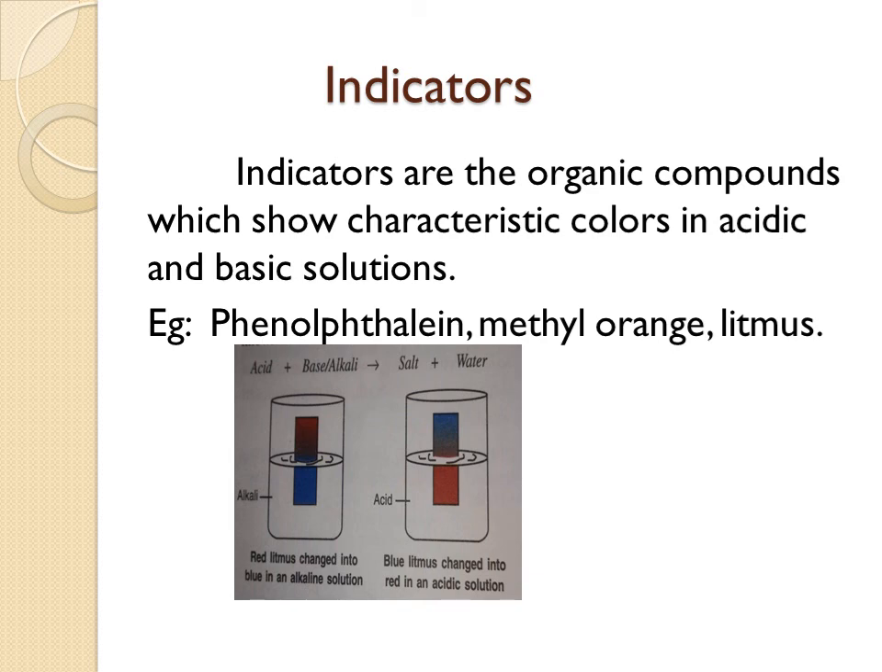Red litmus changes into blue in an alkaline solution. Blue litmus changes to red in an acidic solution. In the same way, methyl orange is pink in acidic solution and yellow in basic solution. Phenolphthalein is colorless in acidic solutions and pink in basic solutions. So indicators help us to identify an acid and an alkali by changing their colors. They show different colors in acidic and basic solutions.